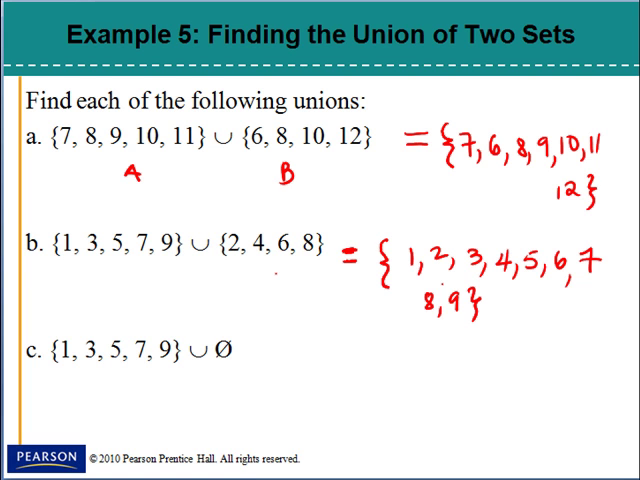Let's try part C. I'm looking for the union between this set and the empty set. Union means I pick either or. We're looking for elements belonging to either the set or the empty set. So we pick everything: 1, 3, 5, 7, and 9. These are the elements that belong to either of the two sets. Even though they do not belong to the empty set, it doesn't really matter because they belong to the other set that we count.